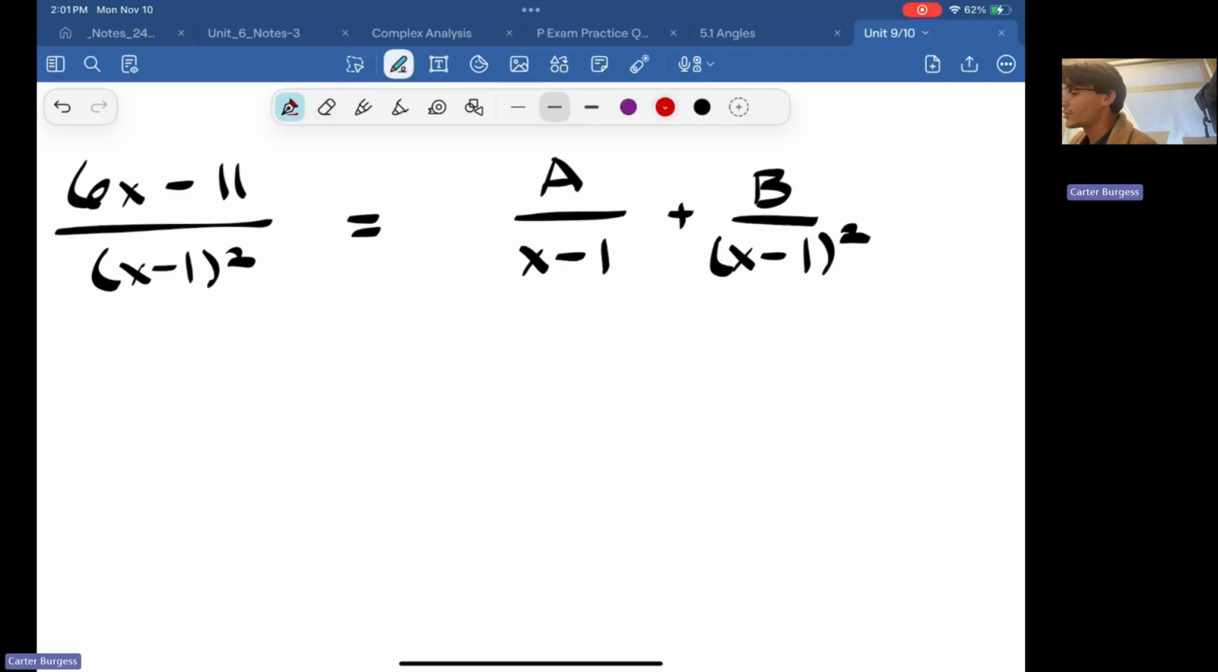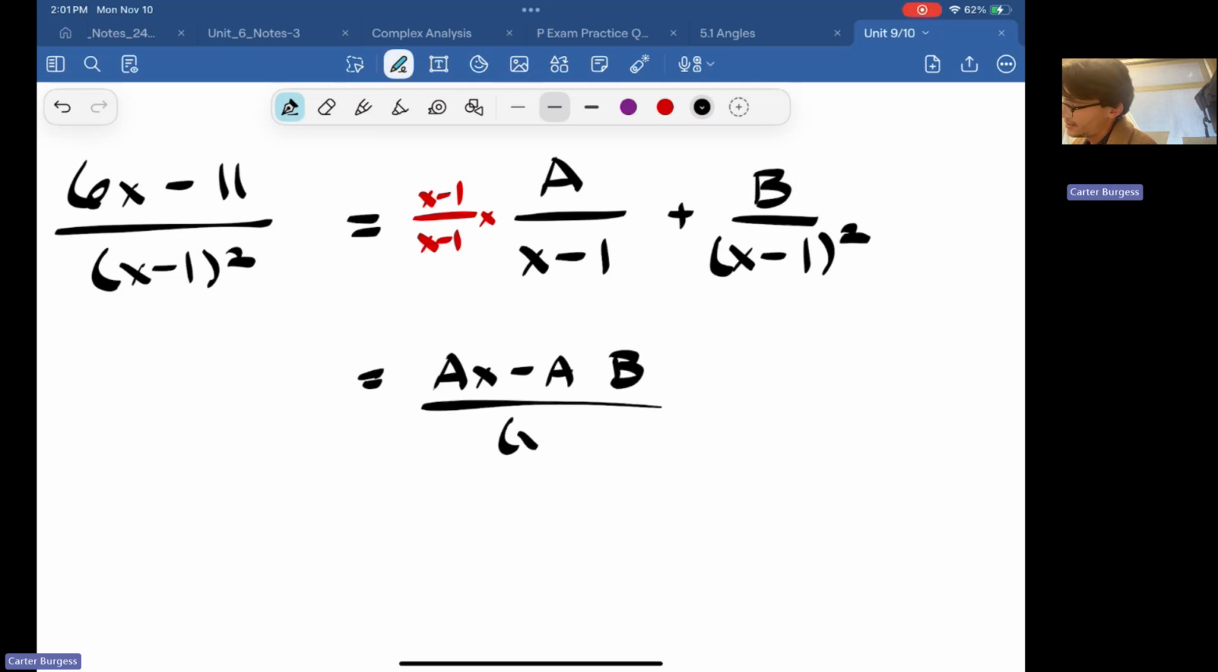Awesome. So in this case, in order to make the denominators match, I don't need to do anything with the rightmost term. I just need to multiply by x minus 1 on my leftmost term on top and bottom. That gives me ax minus a plus b over x minus 1 squared. Plus b, sorry, over x minus 1 squared.